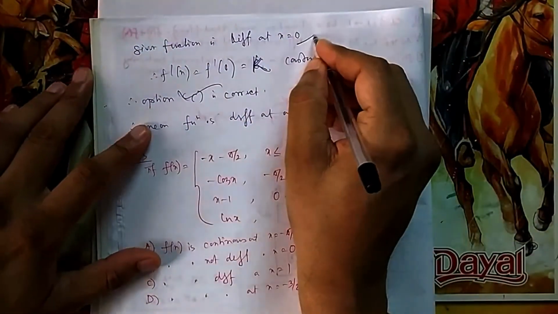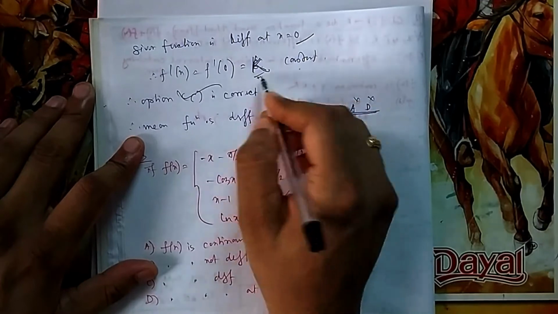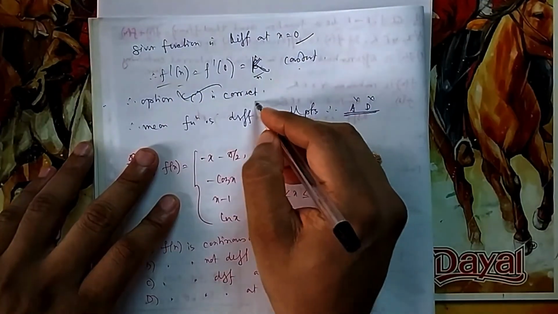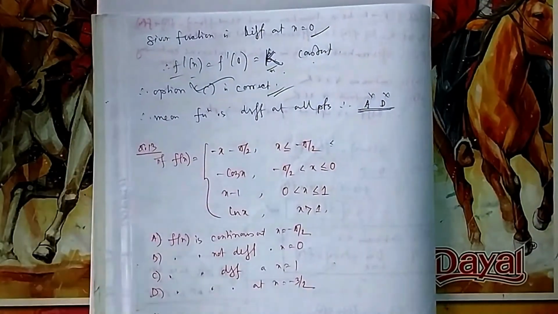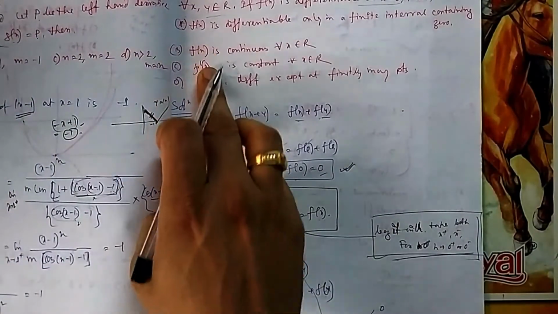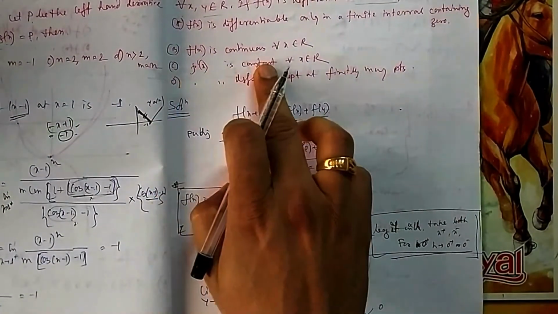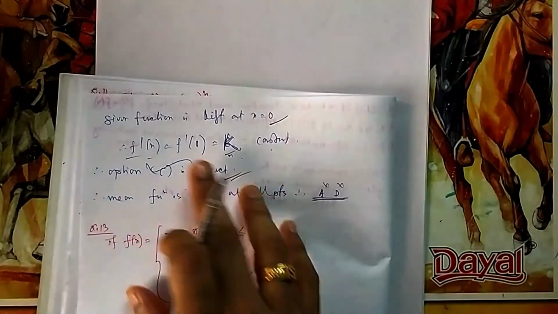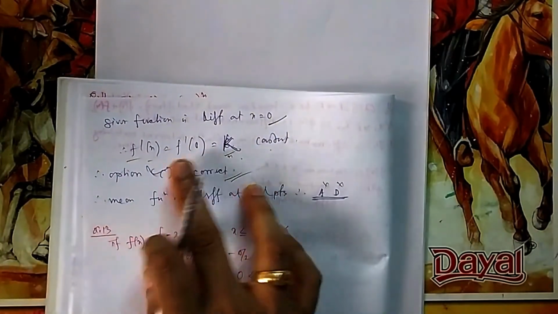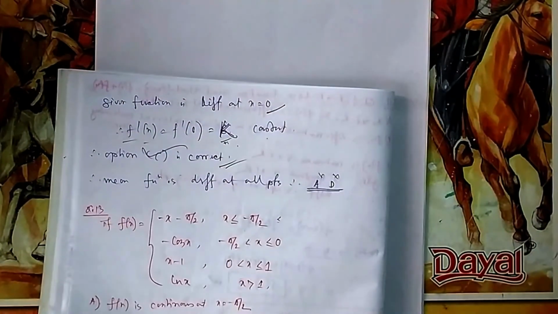Because they have given it is differentiable at x equal to 0, it will have some defined value, so your f dash x is also defined. So option C is also correct. That means it is differentiable at all points. So B and C are correct, f is continuous, and f dash is constant, because your differentiation is becoming f dash 0 every time. So A and D are wrong.